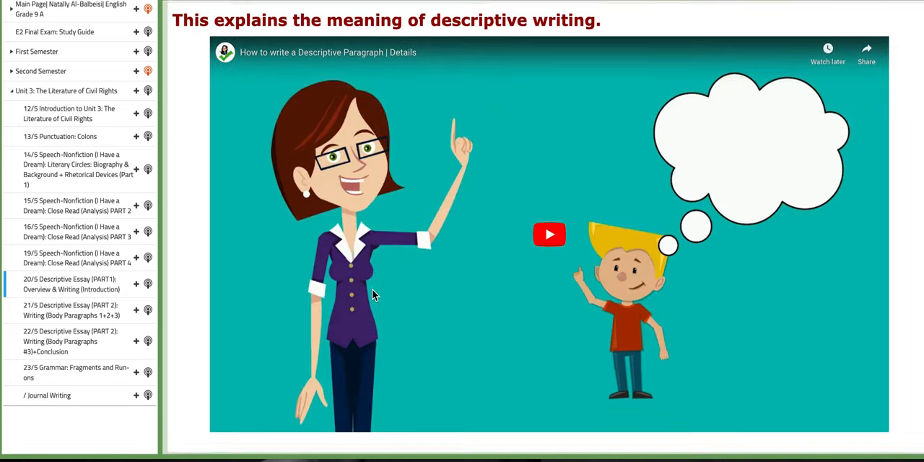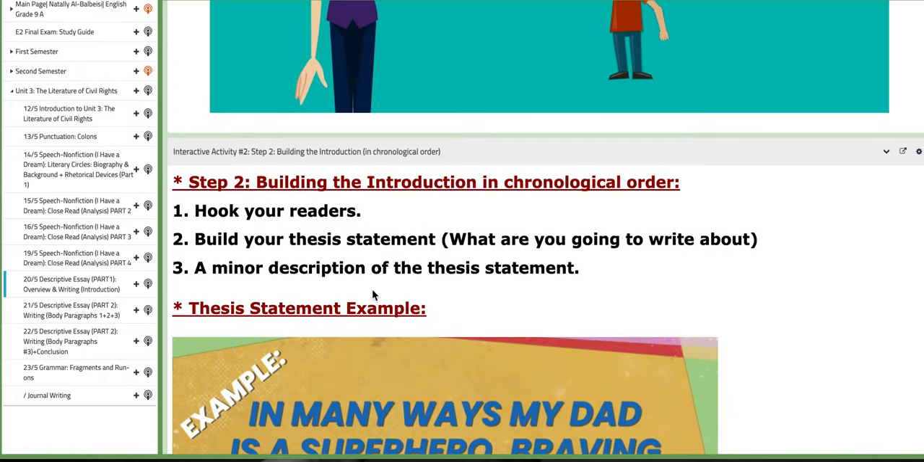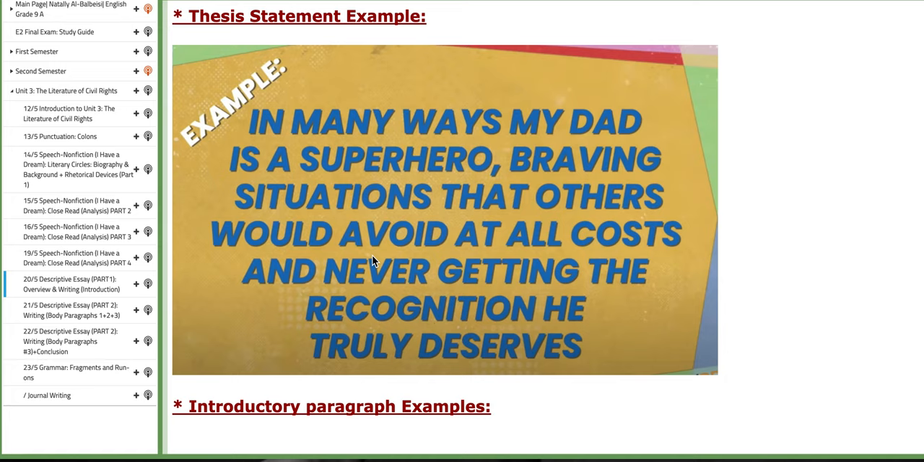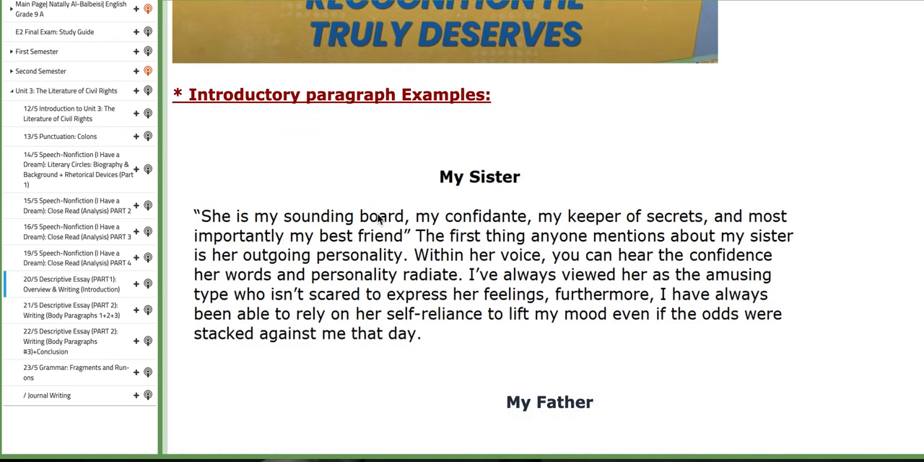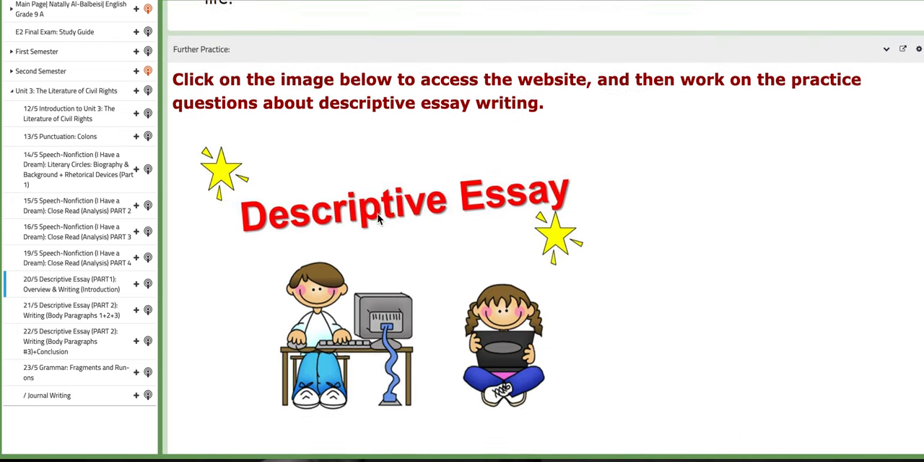You also have an interactive activity number 2, steps that will help you build your introductory paragraphs, like hooking the readers, building your thesis statement, and describing your thesis statement, providing a description. Of course, you have examples here, samples for thesis statements and for the introductory paragraphs to aid you.